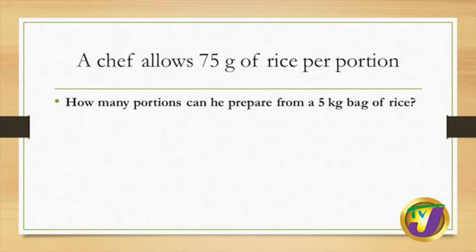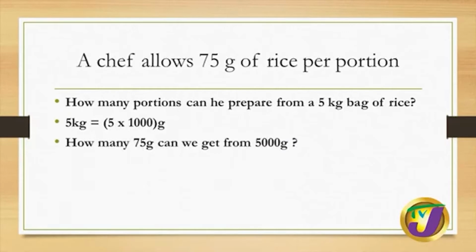So what I hope you would do is work it out so that you're working in one unit. Since grams is the smaller unit, let us convert the 5 kilograms to grams. You should know by now that 1,000 grams make 1 kilogram. So 5 kilograms is equal to 5,000 grams. Now, how many 75 grams can I get from 5,000 grams? Yes, this requires us to divide 5,000 by 75.